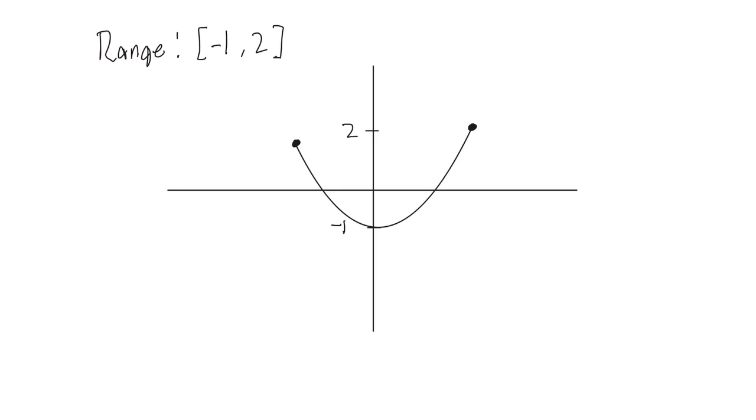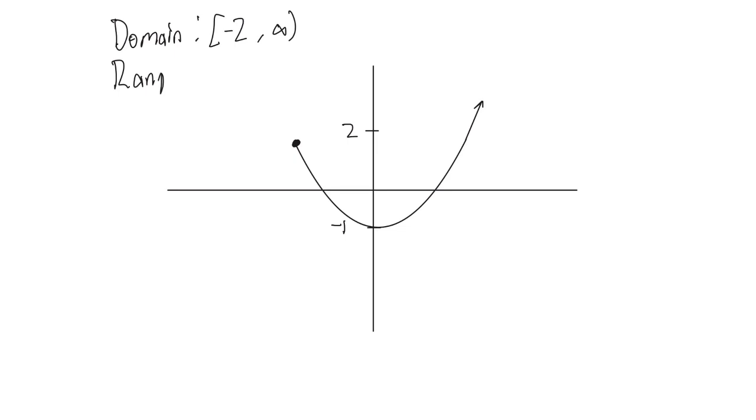Now, if we were to add an arrow to one of our endpoints, the graph keeps going, like with the arrow just drawn, we would use infinity. So now, after updating our parabola, the domain would now be -2, infinity, and our range would be -1, infinity.